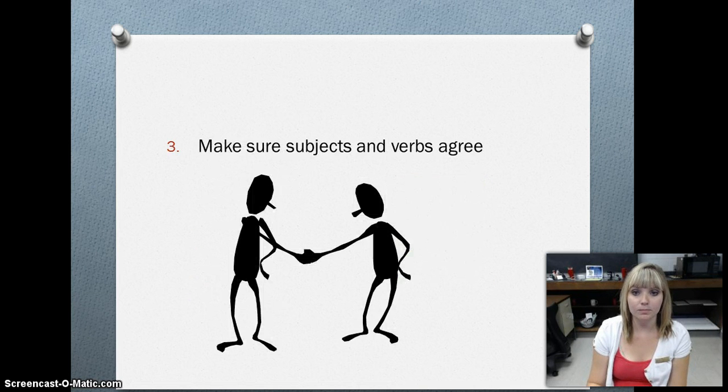You also want to make sure that your subjects and verbs agree. If you have plural subjects, you should have the plural form of the verb. If you have singular subjects, then you should have a singular form of a verb to match.